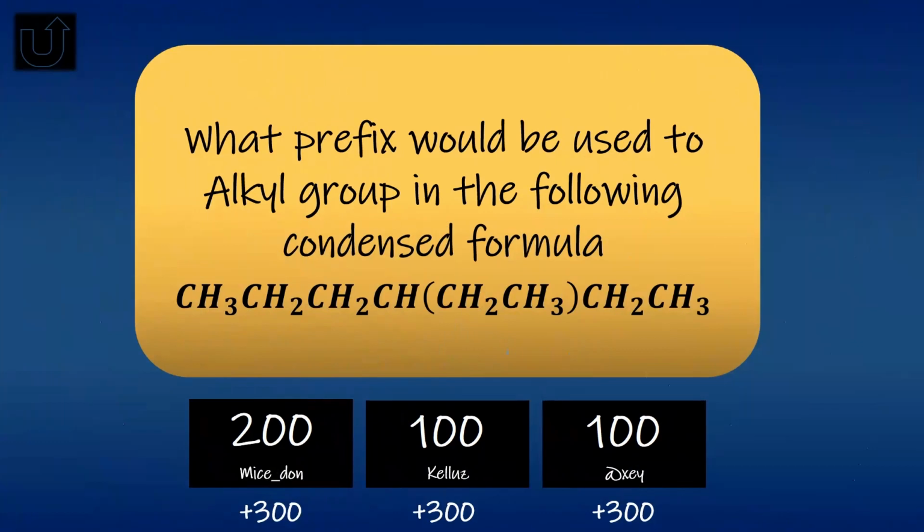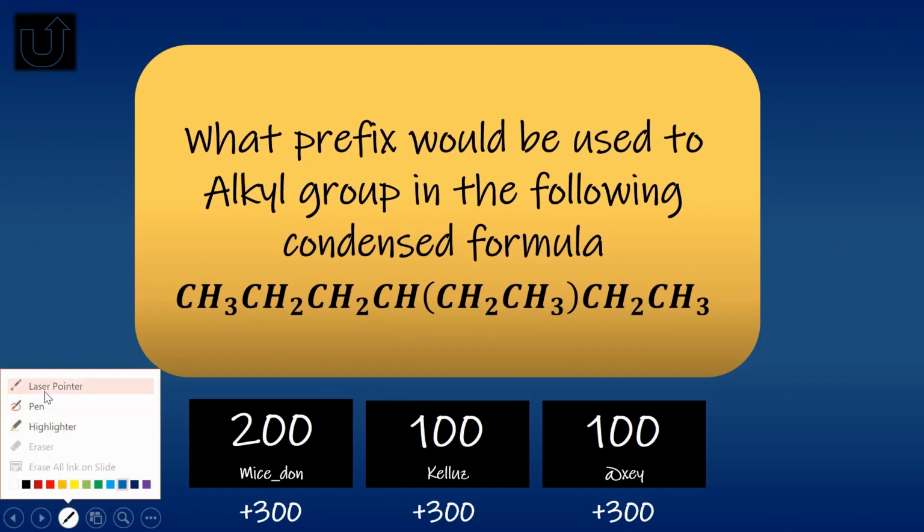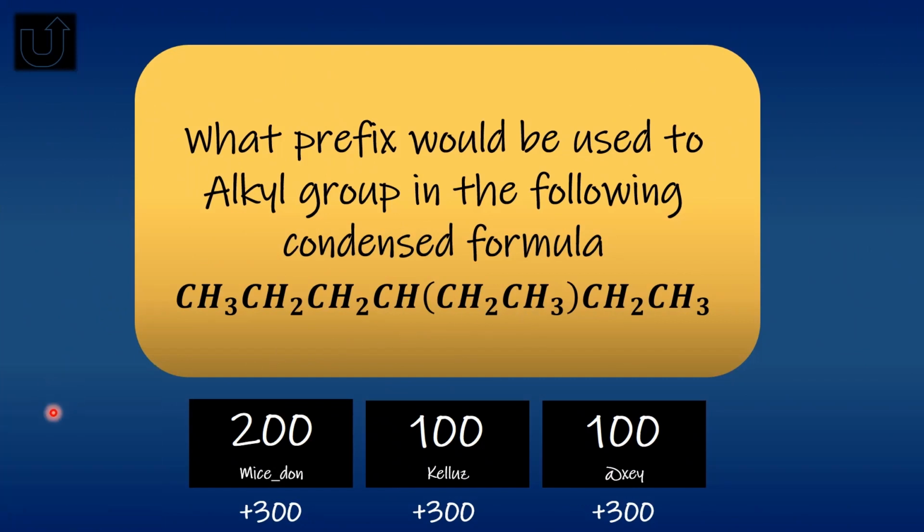1, 2, 3, 4, 5, 6. Hex. Yeah, hex is great because this here is a branch, right? This one, no. It would be a methyl or an ethyl something.